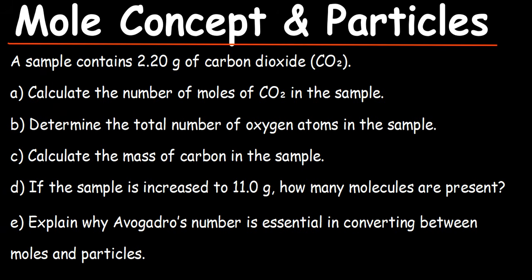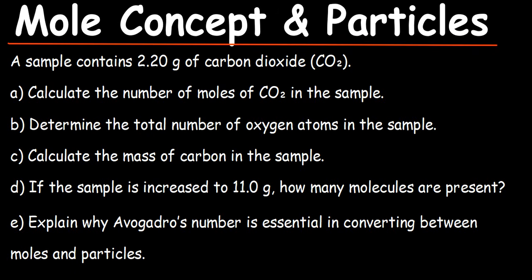Okay, so now the first question: a sample contains 2.20 grams of carbon dioxide. Calculate the number of moles of carbon dioxide in the sample. Determine the total number of oxygen atoms in the sample. Calculate the mass of carbon in the sample. If the sample is increased to 11 grams, how many molecules are present? Then we're told to explain why Avogadro's number is essential in converting between moles and particles.